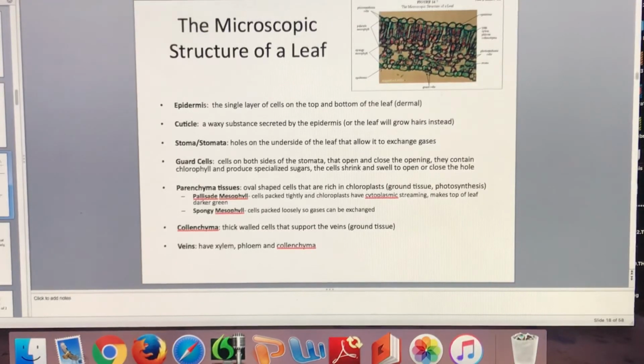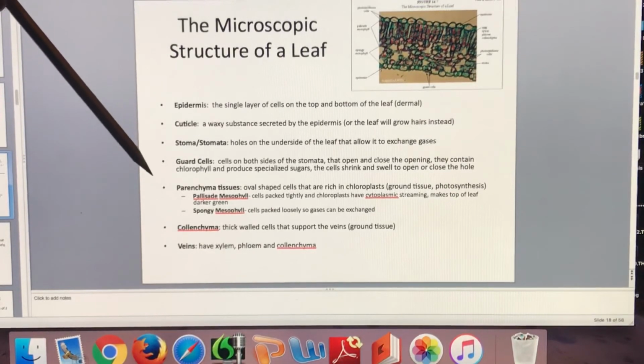They open and close, allowing gases to come in and out, and also be stopped at certain times of the day. They contain chlorophyll and produce specialized sugars. And as I mentioned, they shrink and swell to open or close that hole in the stomata there.